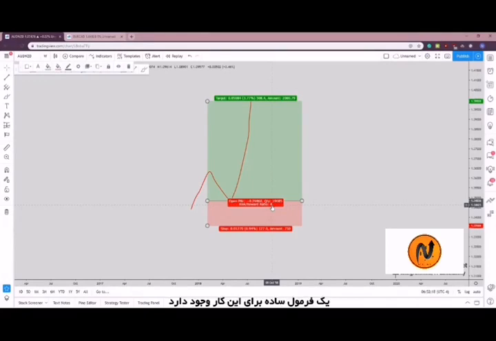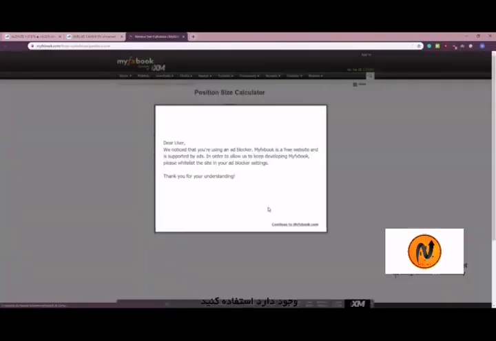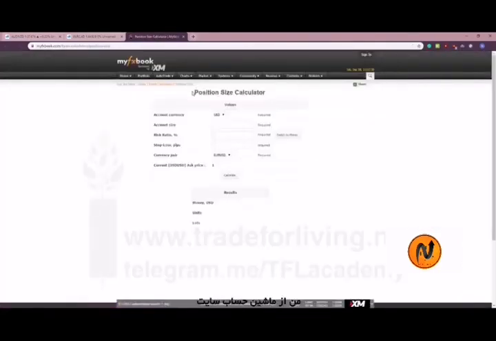Now there is a simple formula to do this. However, you don't really need it, because you can go to any of the many calculators online. In this particular situation, I will go on the position size calculator of my Forex book. You can just Google it, position size calculator, my Forex book, and you will get to this page.